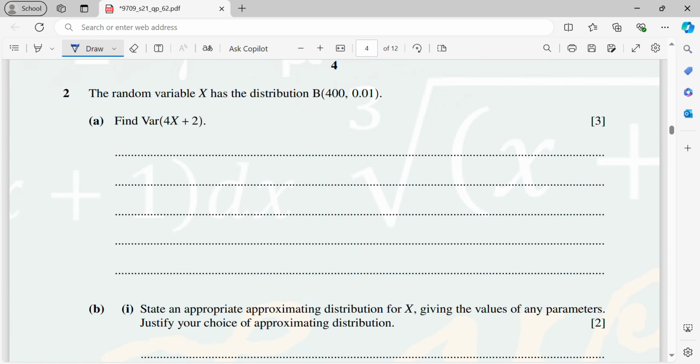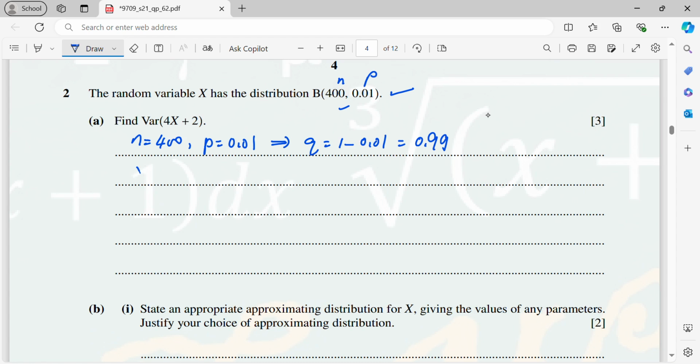Now question number 2. The variable x is binomial distributed, with n equals 400 and p equals 0.01 probability. Now find the variance of 4x plus 2. Okay, so for this case, your n is 400, your p is 0.01. That means now your q is going to be 1 minus 0.01, that is 0.99, from the binomial distribution.